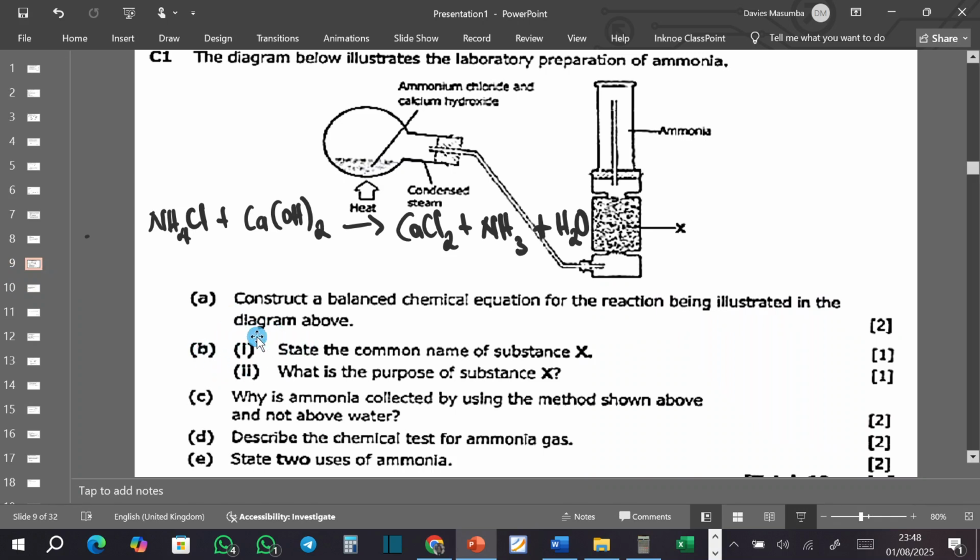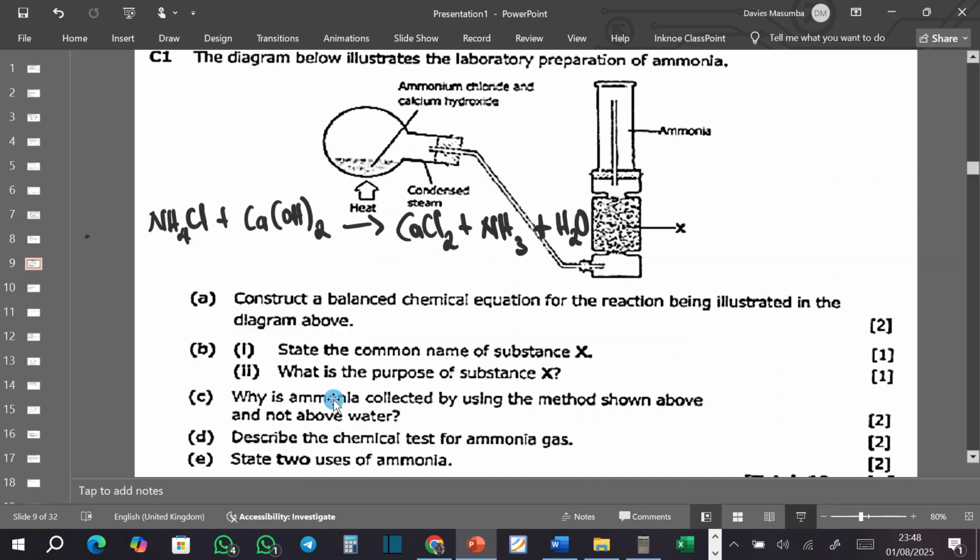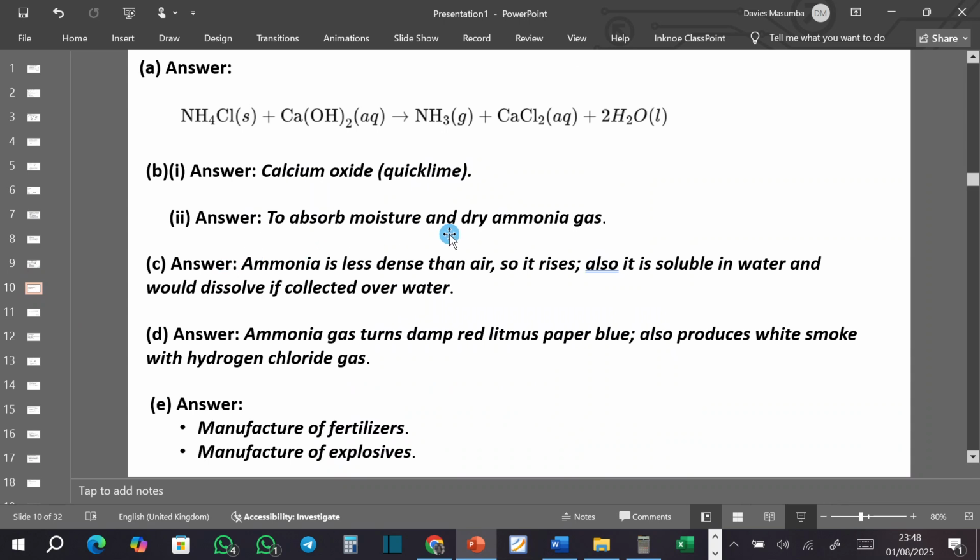Then we come to B, Roman numeral 1. State the common name of substance X. So we said answer calcium oxide. So here I think it was going to be calcium oxide or quicklime. Then we say what is the purpose of substance X, the same. So we are saying to absorb moisture and dry ammonia gas. Yes, just as I said, to absorb moisture and dry ammonia gas.